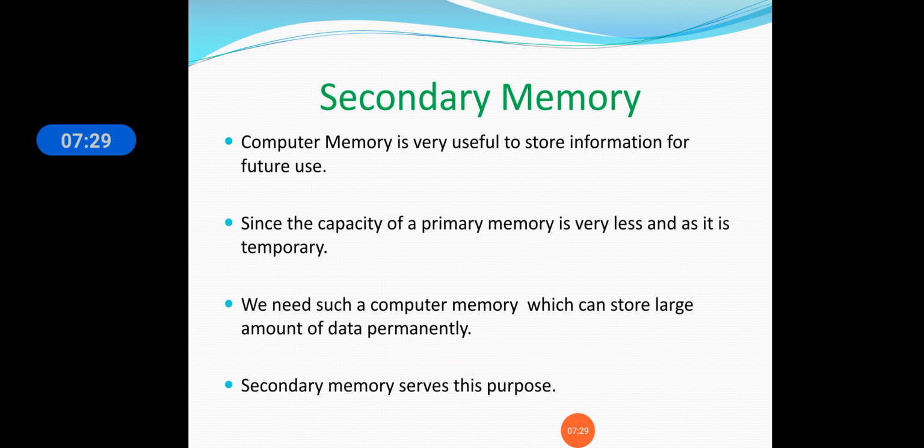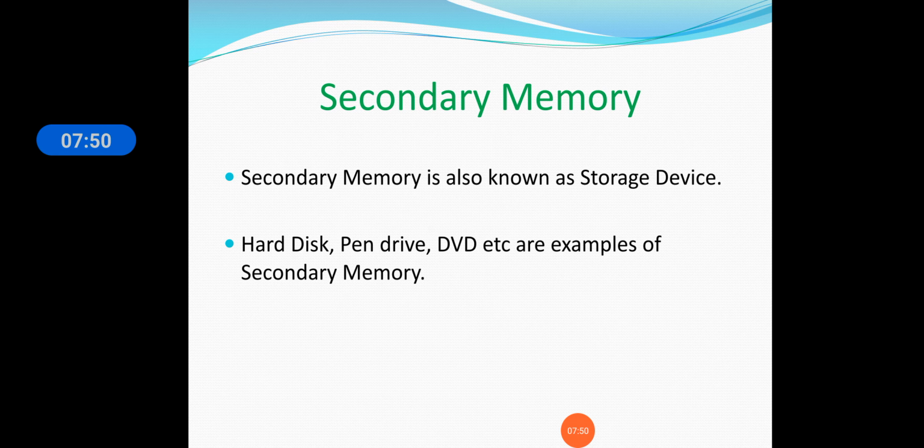Now students, you can see here, as computer memory is very small, we have to use the secondary memory. Primary memory has very less capacity and it is temporary, so we have to use secondary memory for storing more information. Secondary memory is also known as storage device. Hard disk, pen drive, DVD, etc. are examples of secondary memory. These are all storage devices.